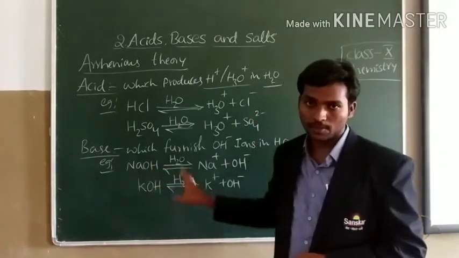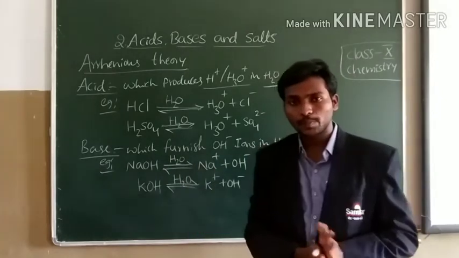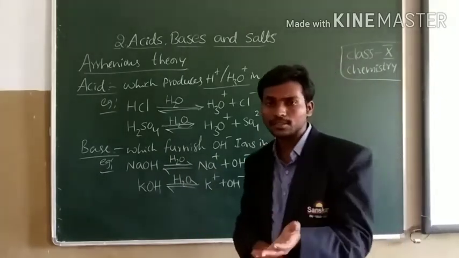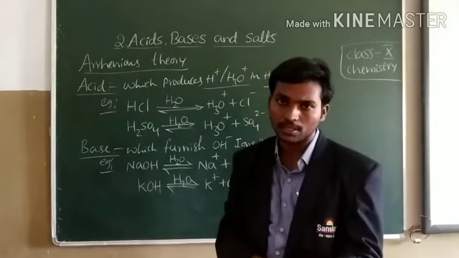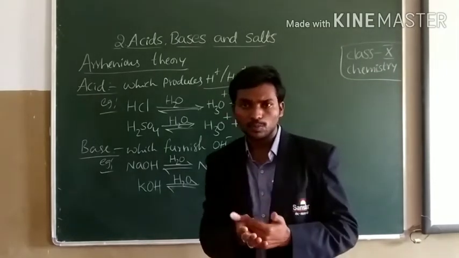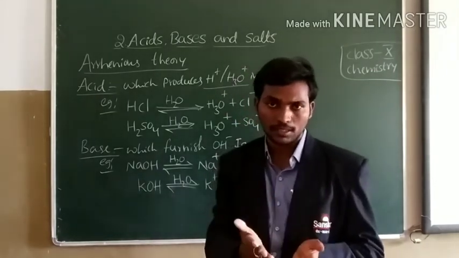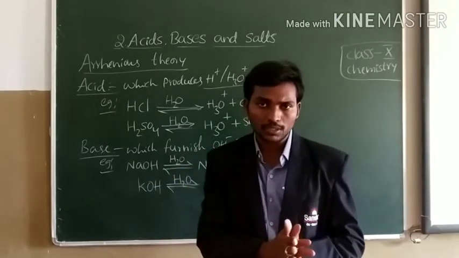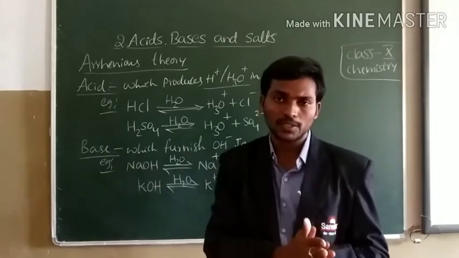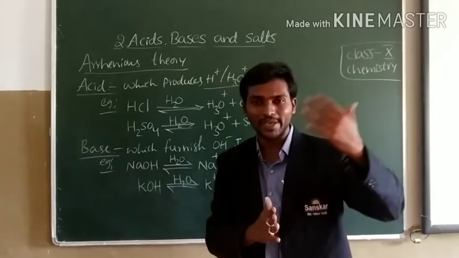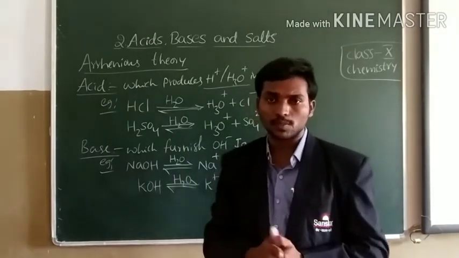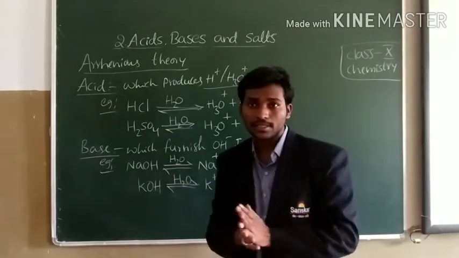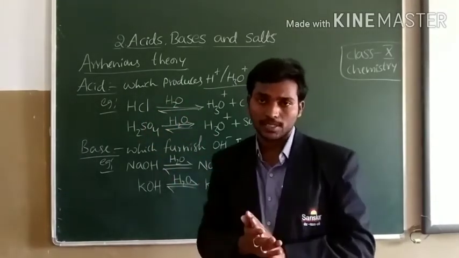sodium hydroxide and potassium hydroxide. In earlier classes, we have learned that the substances which are sour to taste and turn blue litmus to red are called acids, and the substances which are bitter to taste and soapy to touch and turn red litmus to blue are called bases. That is the basic definition of acids and bases, but this is according to the Arrhenius concept of acids and bases.